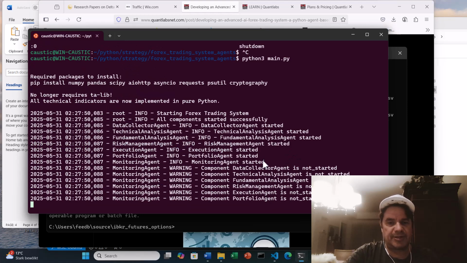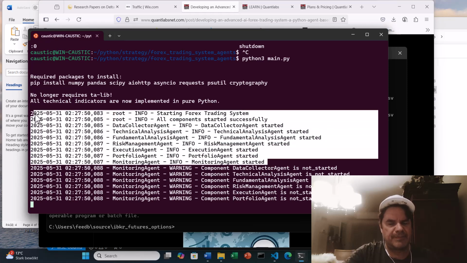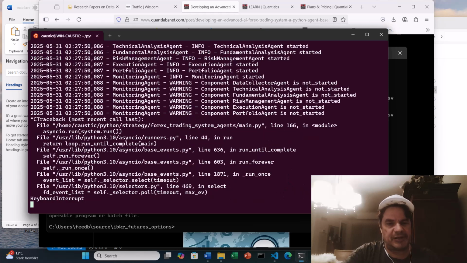So what it does is it loads up a variety of agents, major components of a trading system. This is for Forex. We have a data collector, a technical analysis agent, fundamental analysis agent, risk management agent, execution agent, portfolio agent, okay, monitoring agent, and then they don't work for whatever reason. I'll leave it up to you if you want to go ahead and debug. This is only for my quant lead programming members. So there's that. That's as far as we got.